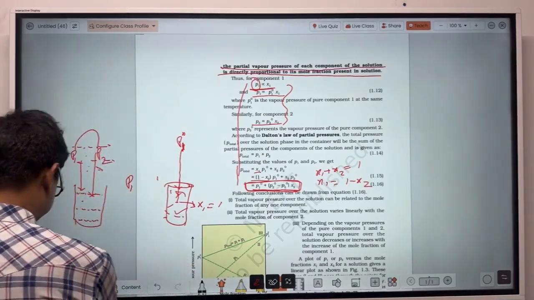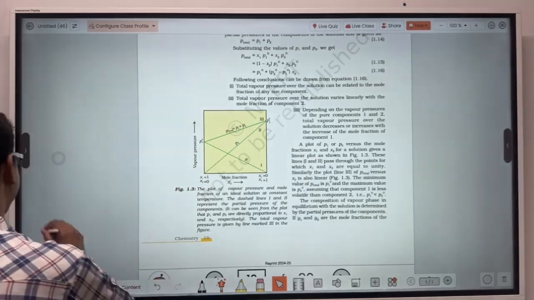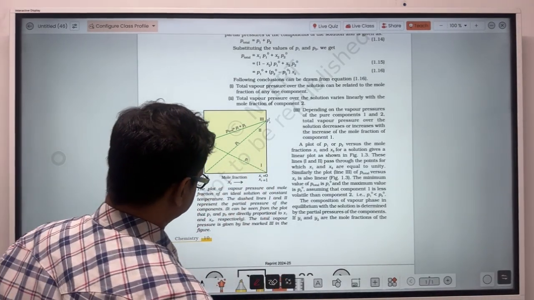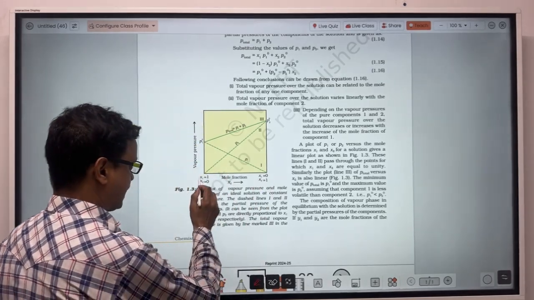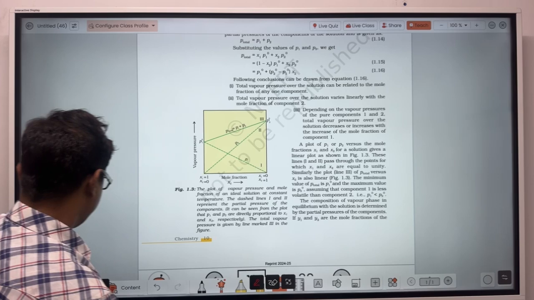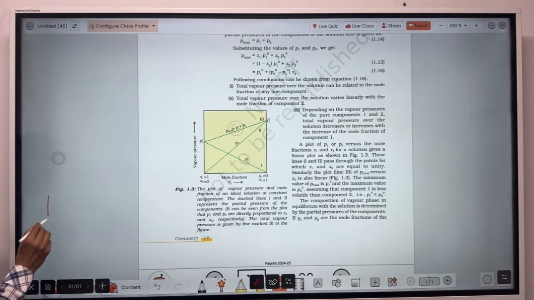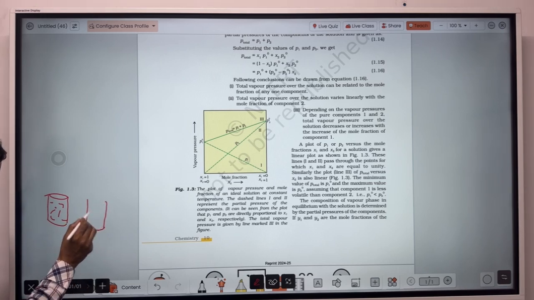Now let's see the graph here. It is the summation of two graphs. In one graph, from left to right, when you go, chi 1 is 1. That means liquid 1 is in pure state. Suppose this container is liquid 1, and in this container there is liquid 2.